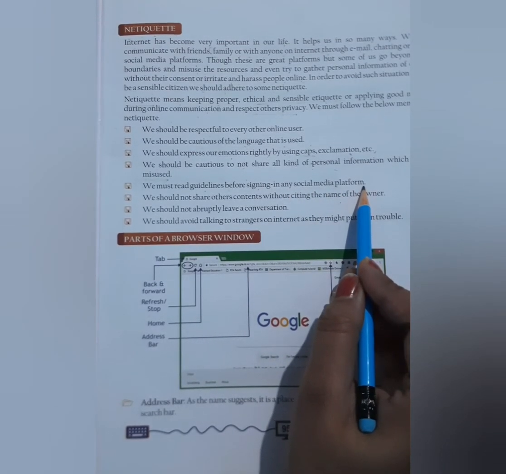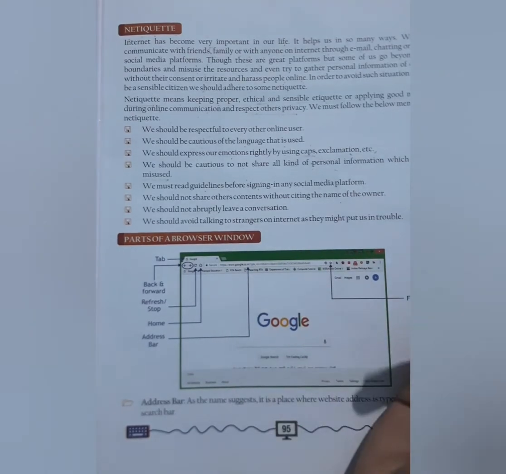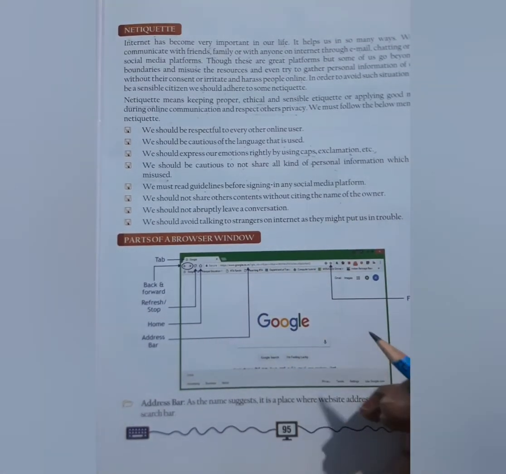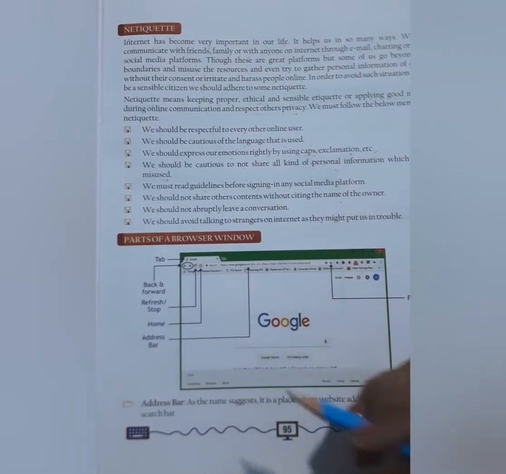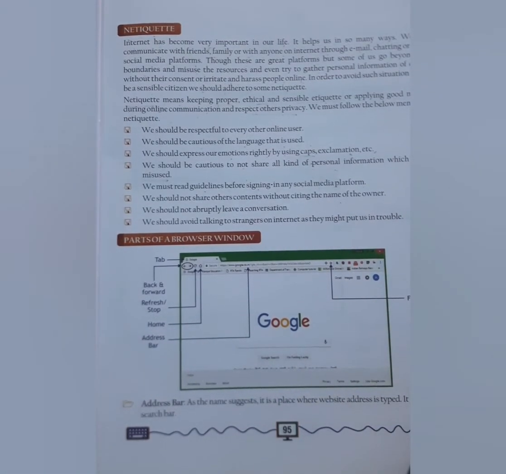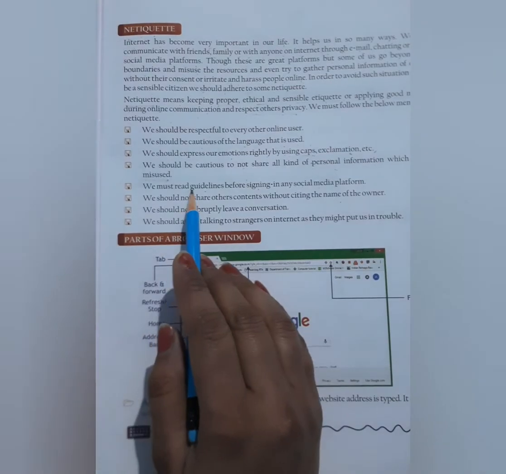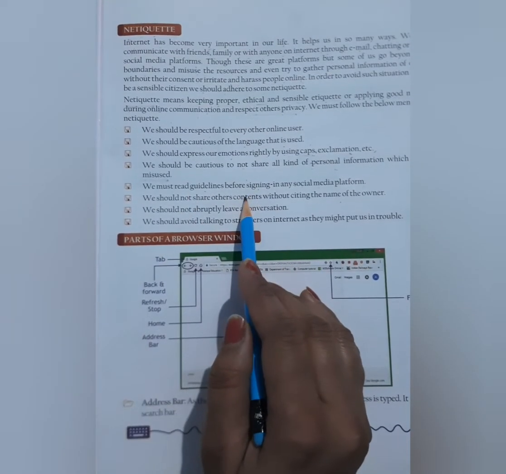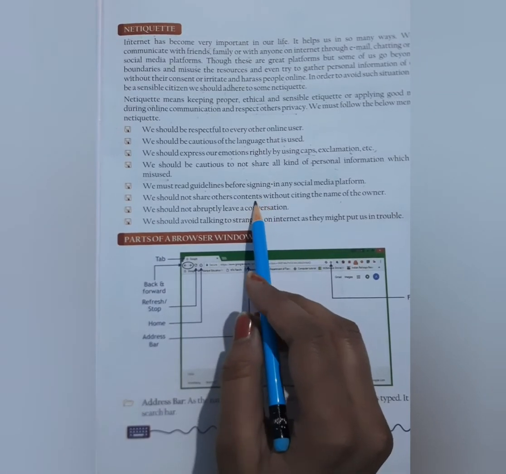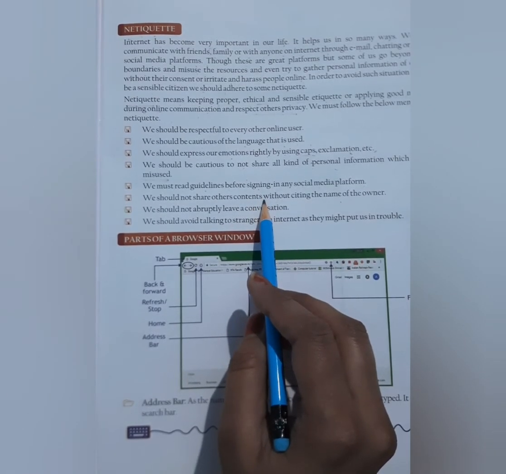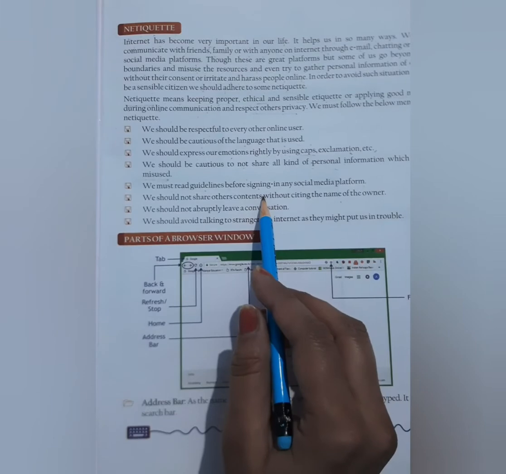We must read guidelines before signing in any social media platform. Social media platform means the platform that connects you socially. For example, Facebook, Instagram. These all are the social platforms. Okay, children. So before signing in those platforms, you have to read their privacy policy or the guidelines that are provided at the time of sign in.